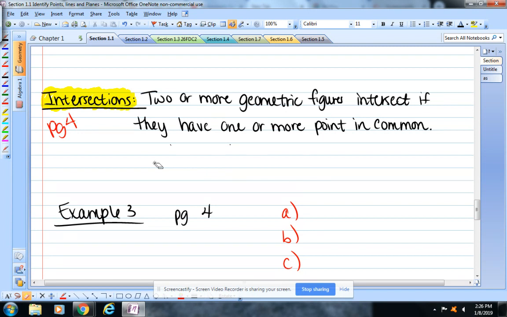So, geometric figures intersect if they have one or more points in common. Anytime they have points in common, they intersect. So look at page 4. Y'all should have your book open. In the middle of the page where it talks about intersections, there's 2 pictures. One of them is 2 lines crossing. 2 lines cross at a point.